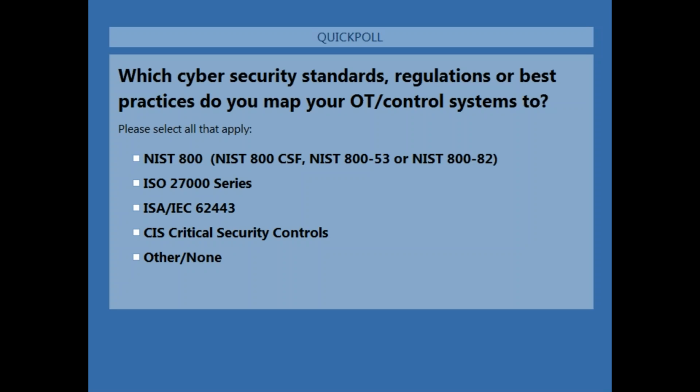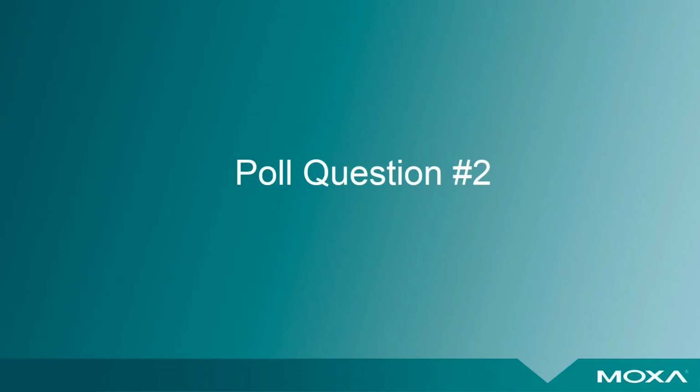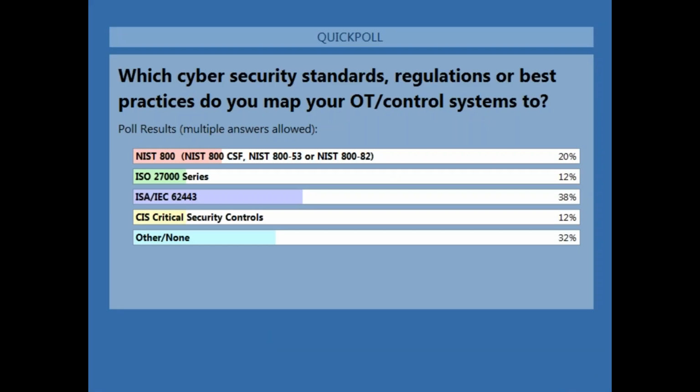The ISO 27000 series, which is more common in IT. The ISA or IEC 62443, also known as ISA 99 standard. Or the CIS critical security controls, or if you're looking at a different one, the others. So put your votes in, and we'll take a look at the results here. So 38% IEC 62443, followed by other or none, and then NIST 800 looks like the third place there.